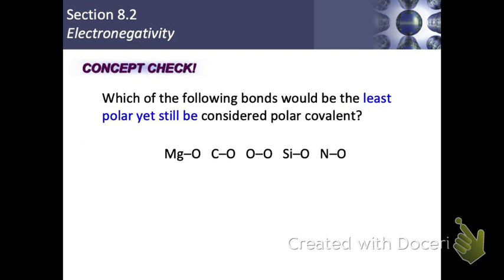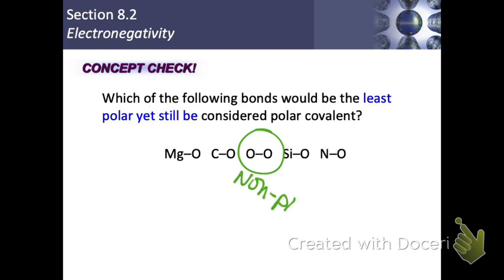Which of the following bonds would be the least polar, yet still be considered polar covalent? So still we're looking at subtracting your electronegativity differences. I don't think we need to go over this one. Is that fine? Okay, great. What happens when we have O bonded with O here? You're going to have an electronegativity difference of 0, which would be the most pure non-polar covalent bond.